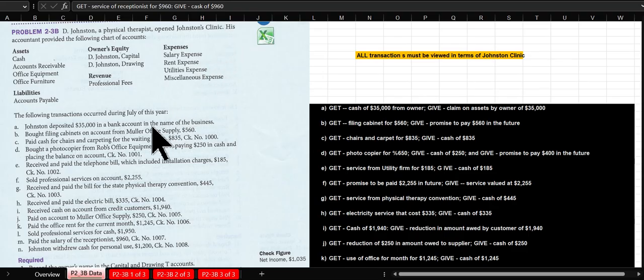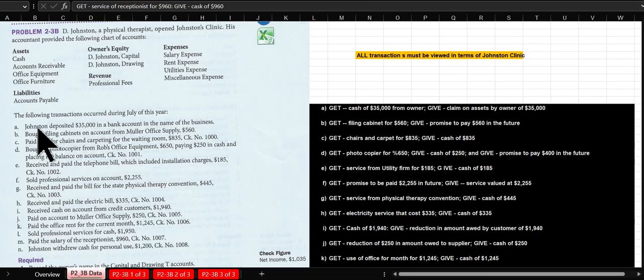And so for each transaction, the question is, what did the business get? What did the business give? We're not concerned about Johnston. We're not concerned about the bank. We are looking at this exclusively from the perspective of Johnston Clinic. So the first transaction, again, we're still using lettered transactions as opposed to dates, but appreciate that these would all have occurred on specific dates. And these transactions are all occurring in the month of July of this year.